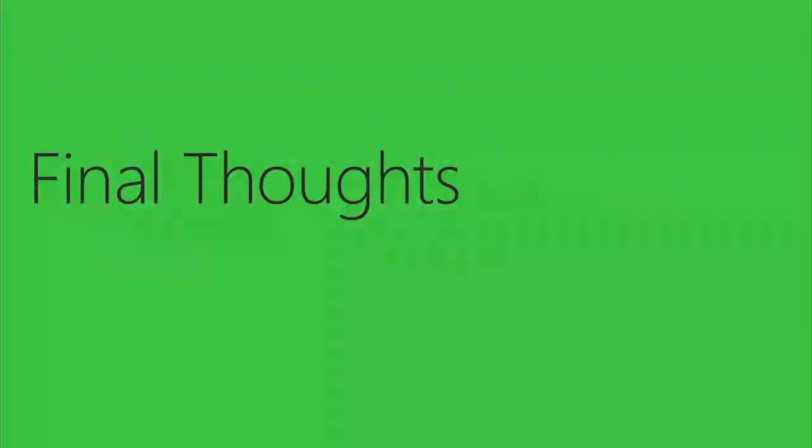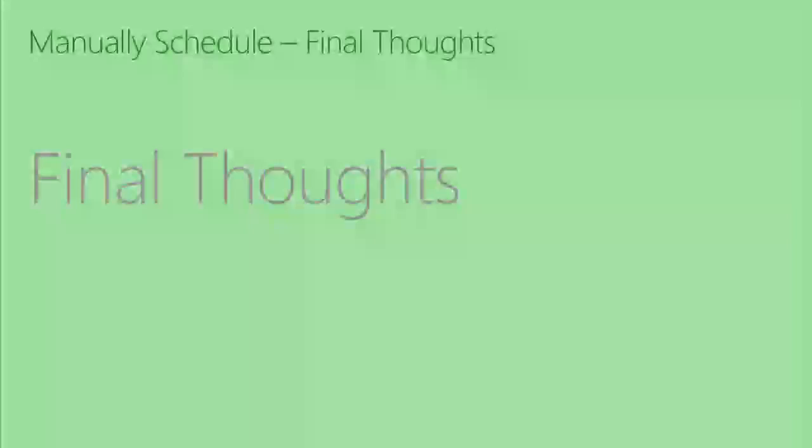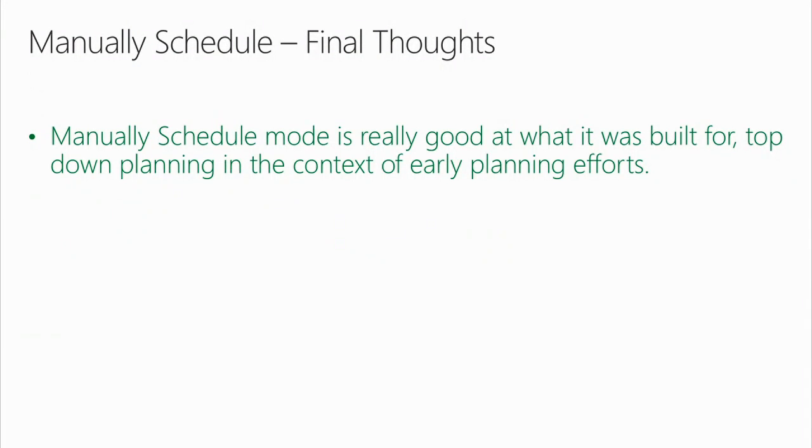All right, my final thoughts. Manually scheduled mode is really good at what it was built for, top-down planning in the context of early planning efforts. And we really believe that. That was its intent. Going back to the beginning of the presentation, that's why it was built into Project, right? Top industry analysts said Project needs the ability to do top-down planning. When do you do top-down planning? Early planning efforts.